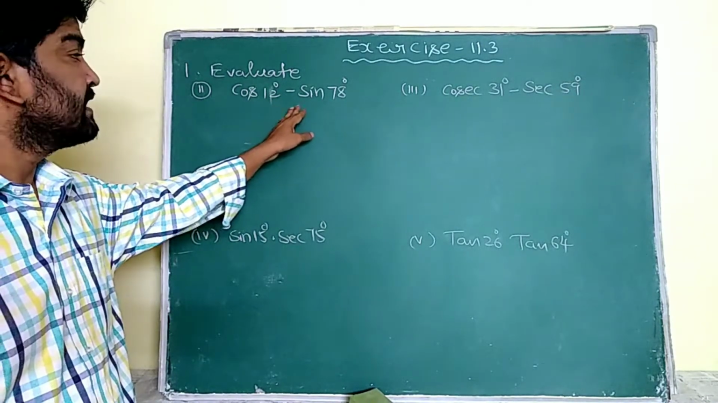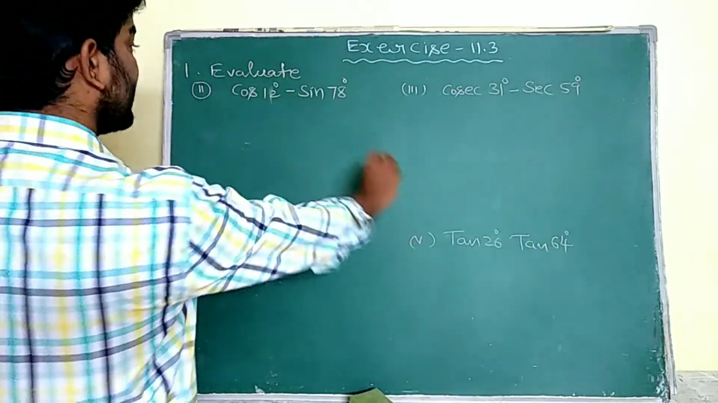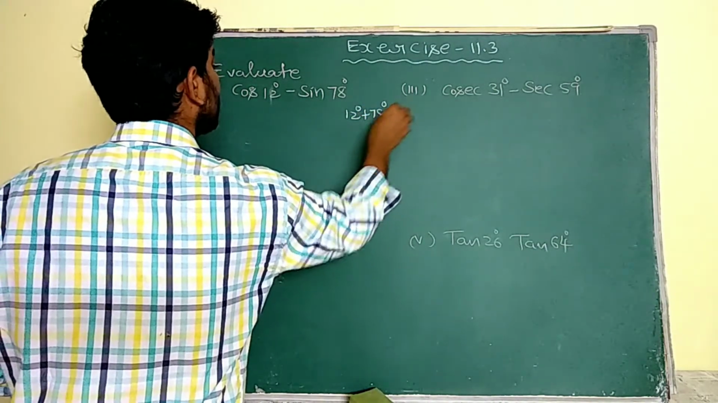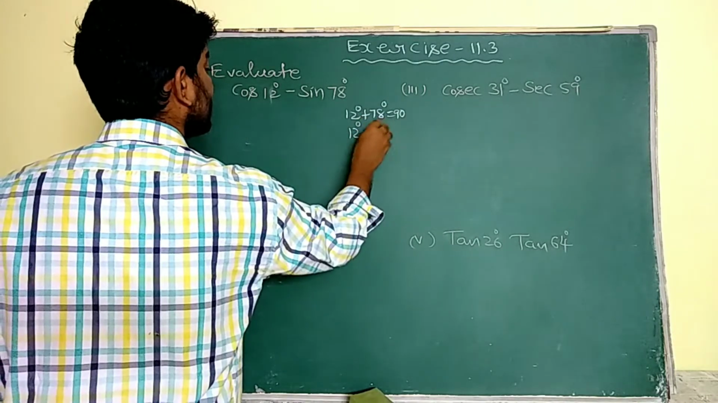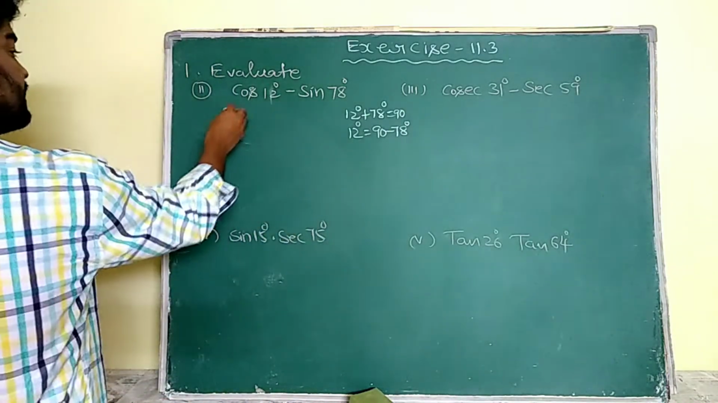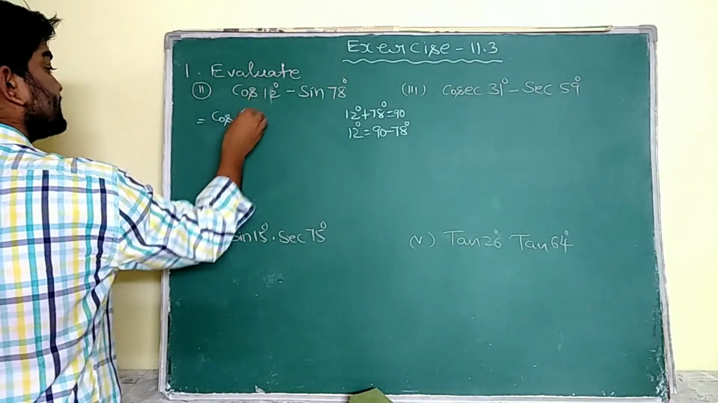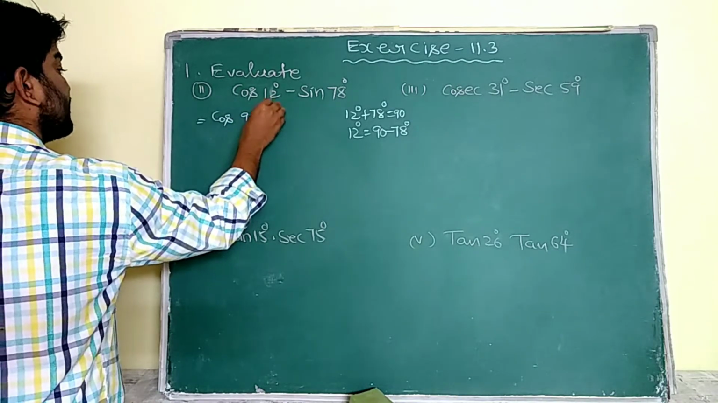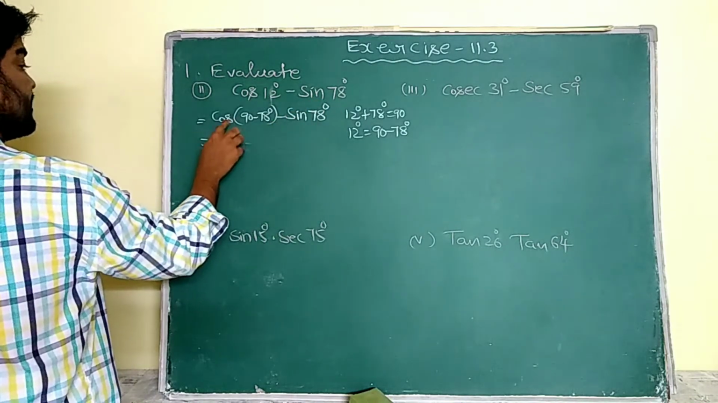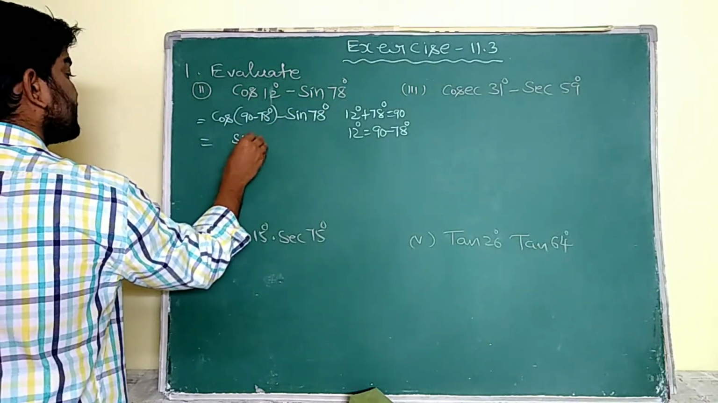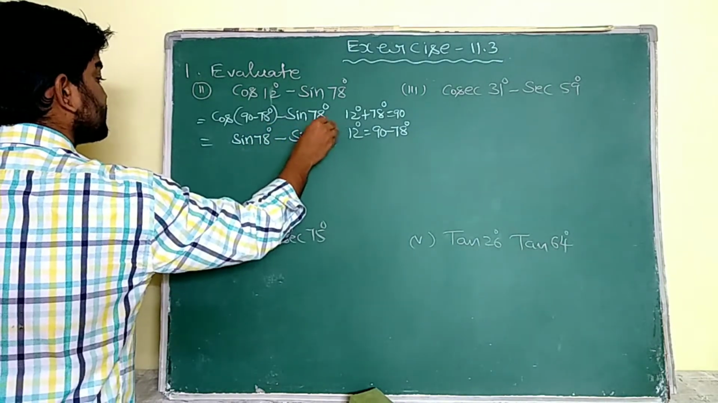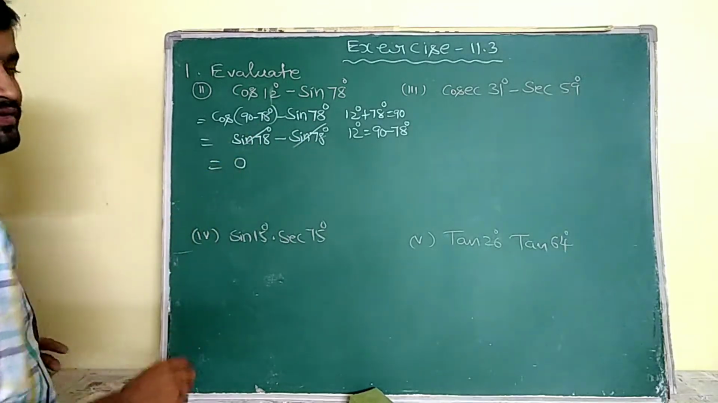See the second question: cos 12 degrees minus sin 78 degrees. Firstly we check whether the sum is equal to 90. So I am going to express this 12 degrees in terms of 78. Simply express 12 degrees as 90 minus 78, and don't alter sin 78; write sin 78 as it is. Cos of 90 minus theta is sin theta, so this is sin 78 degrees minus sin 78 degrees. These two are cancelled, and the value is 0.